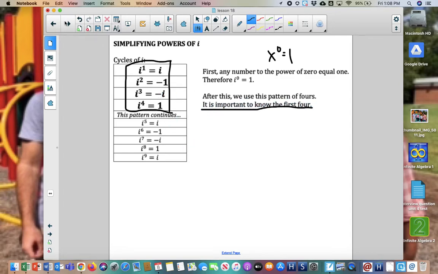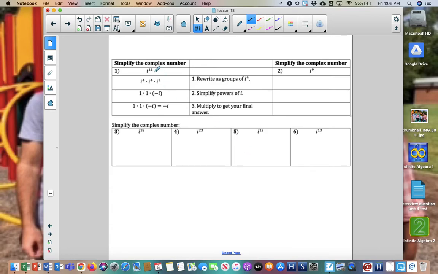Now let's show how we would actually simplify i to a power. So here you see i to the 11th. So if you had i to the 11th, what we want to do is rewrite these as groups of i to the 4th, however many i to the 4th groups we have, and then whatever our remainder is. So if we did i to the 11th, we could make 2 groups of 4, which is i to the 4th and i to the 4th. Well, 4 and 4 is 8, which leaves us the remainder of 3.